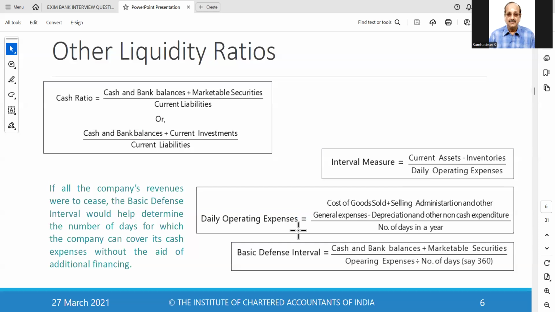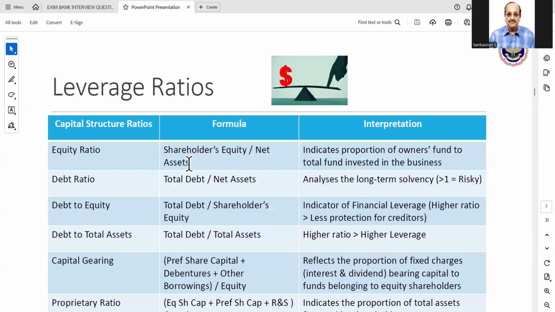Then the other liquidity ratio, cash ratio, please go through this. Normally in banks, we don't go for this, but maybe they have asked this in Exim Bank. Please go through this. People going for NIACL also, please go through this.